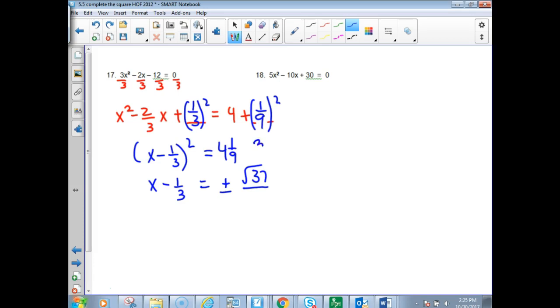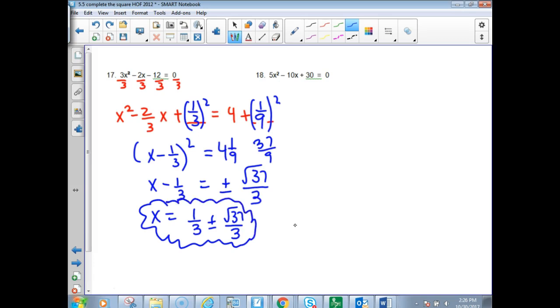Now, that's the square root of 37 over 9. You mind if I do more than one step? What I'm doing is saying, what's the square root of 37? Well, it's just the square root of 37. The square root of 9 is 3, so that would be on the bottom. And then I have to add the third. So it's just going to be 1/3 plus or minus the square root of 37 over 3. These are exact answers.